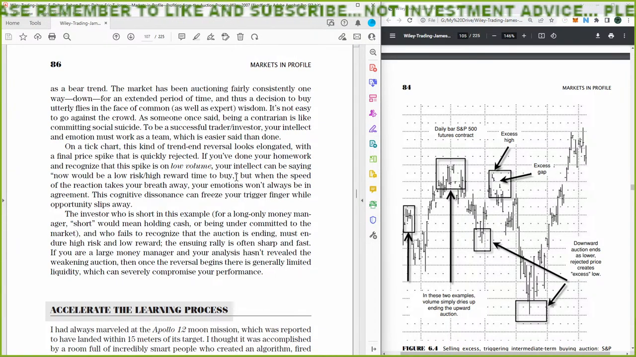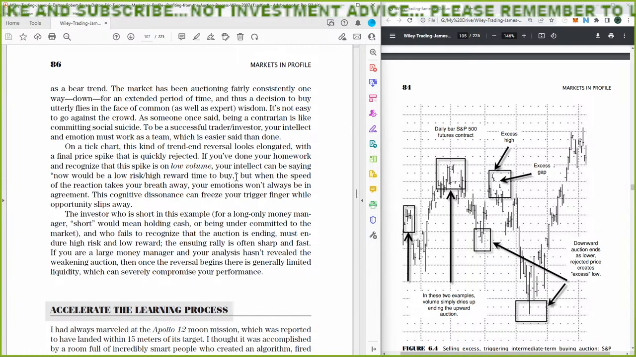To be a successful trader or investor, your intellect and emotion must work as a team, which is easier said than done.